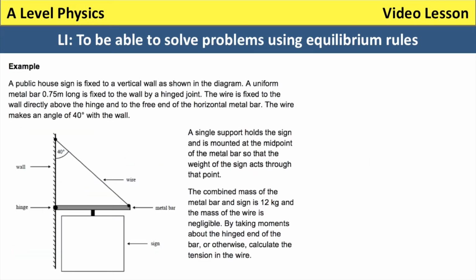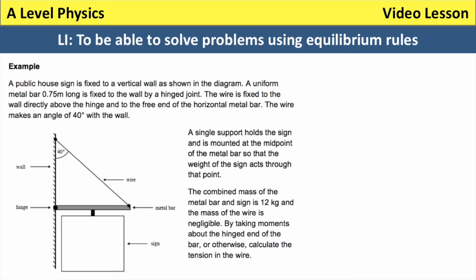Now the second success criteria for today was to consider moments problems when the forces are not perpendicular to the lever, which is what we're going to look at here. This is quite a worded example, but if we read through it together, then we can have a go at solving it. It says a public house sign is fixed to a vertical wall as shown in the diagram. A uniform metal bar 0.75 metres long is fixed to the wall by a hinged joint. The wire is fixed to the wall directly above the hinge and to the free end of the horizontal metal bar. The wire makes an angle of 40 degrees with the wall.